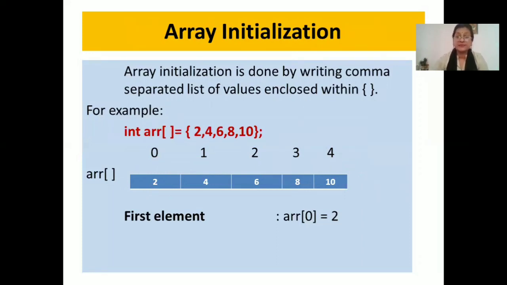So the first element is arr[0]. Always remember, the first element is always stored at the location number 0, and it is 2 here. And the last element is the fifth element. It is stored at the location number 4. So always remember, the last location number is always size minus 1. So here the last element in this example is arr[4], which is 10 here.